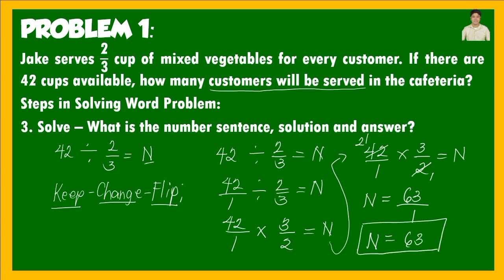So, kapag ang pinag-uusapan po natin sa problem is tao, people, so, whole number po ang sagot. Siyempre, wala naman pong taong kalahati. Wala naman pong taong 1/4. So, just like our answer, 63. Okay. So, the total number of customers that will be served is 63.